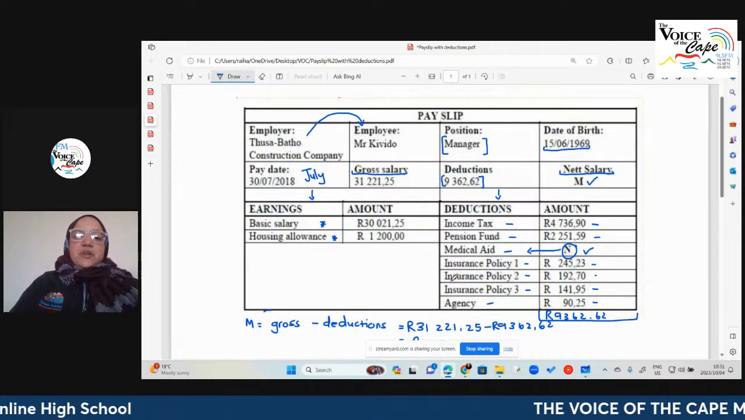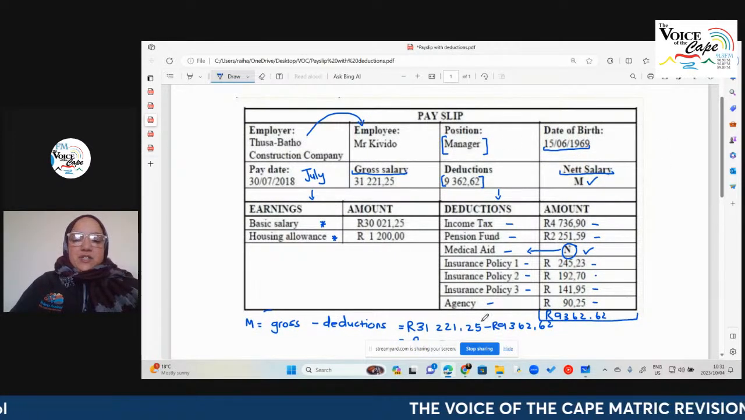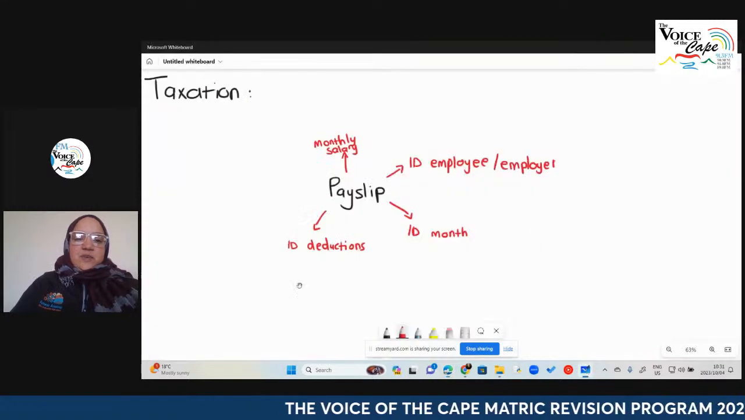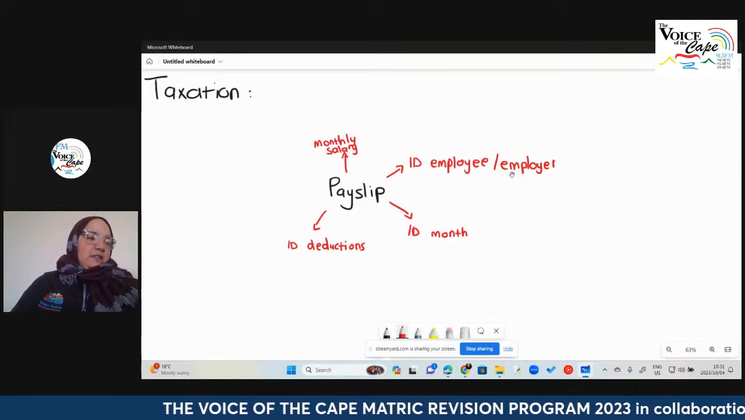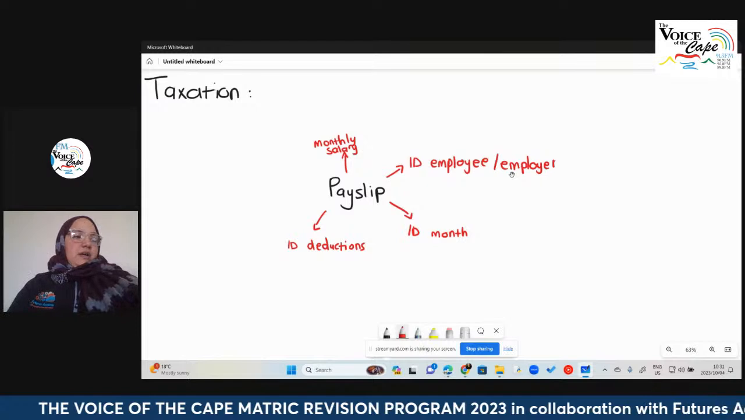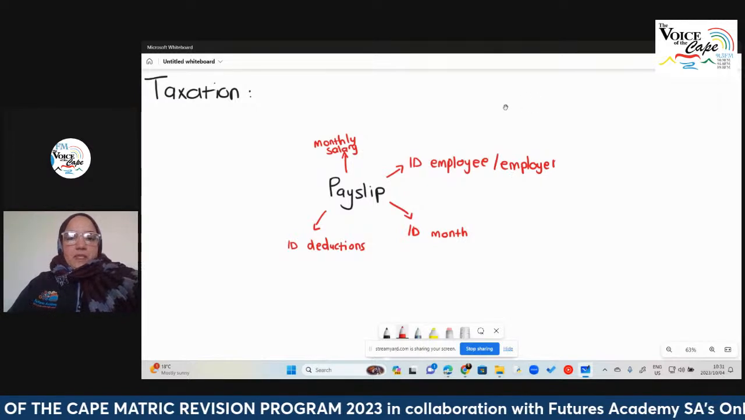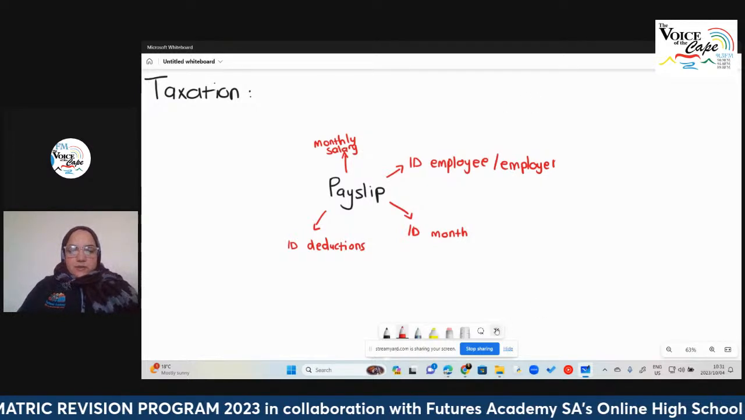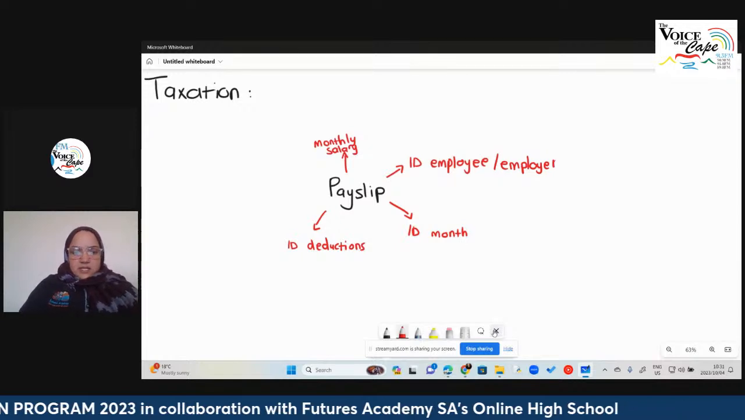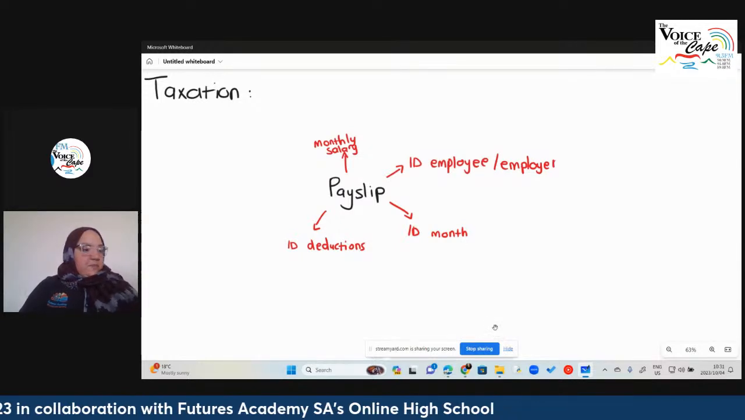I just wanted to show you an example of a payslip so that you can see it in terms of what we spoke about over here. Okay, so next one. That was payslips.